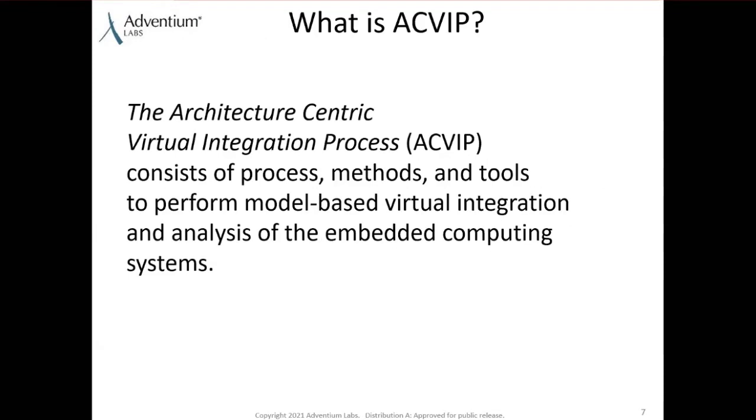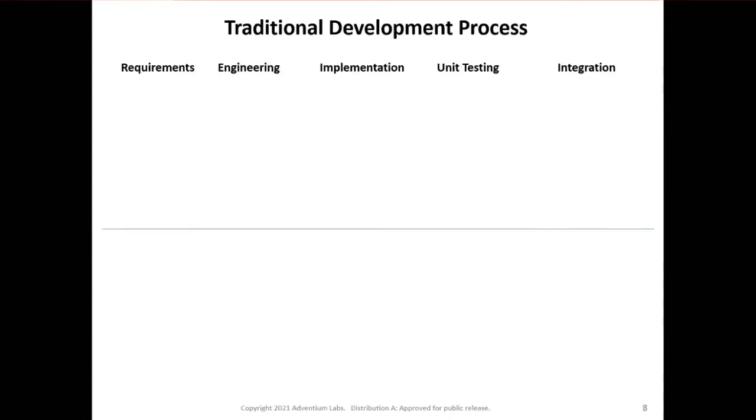Now let's back up a minute and say, what is ACVIP? Well, the architecture-centric virtual integration process, or ACVIP, consists of processes, methods, and tools to perform model-based virtual integration on embedded computing systems. This is best shown with an example. So let's look at the traditional development process.